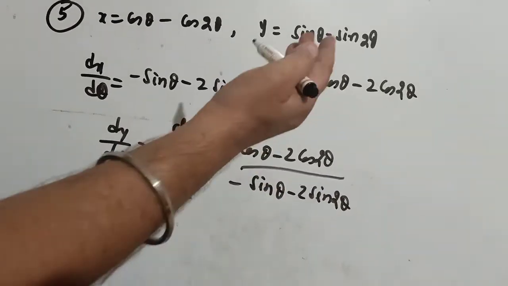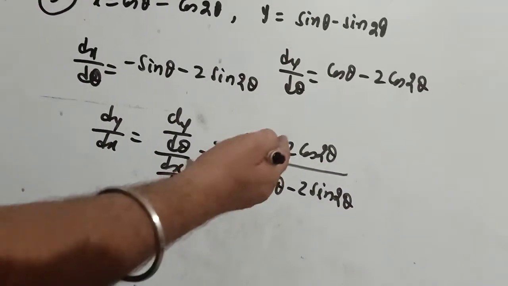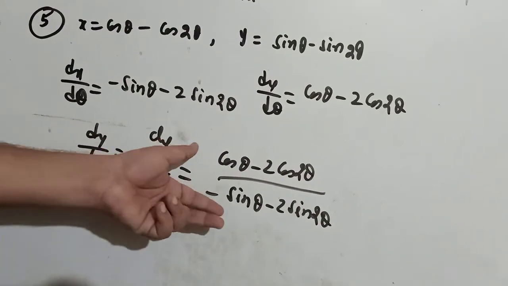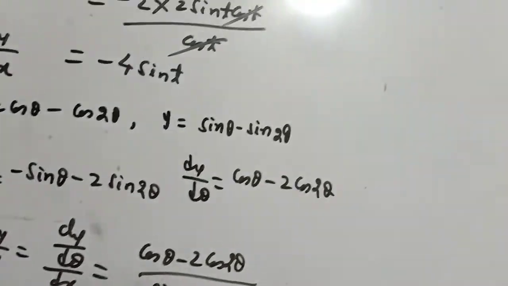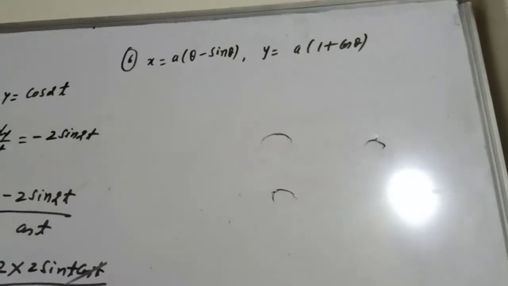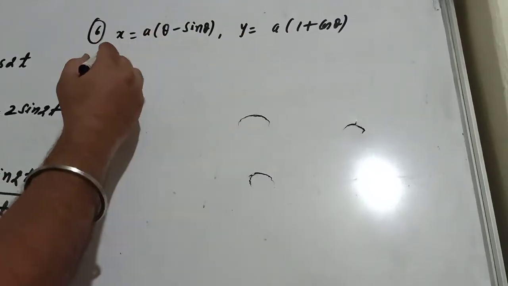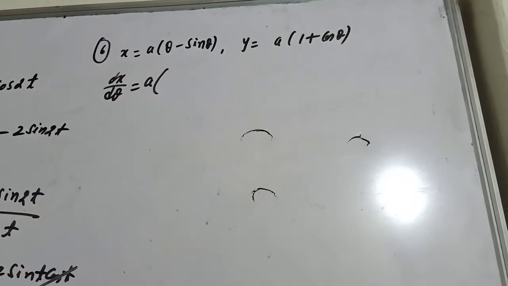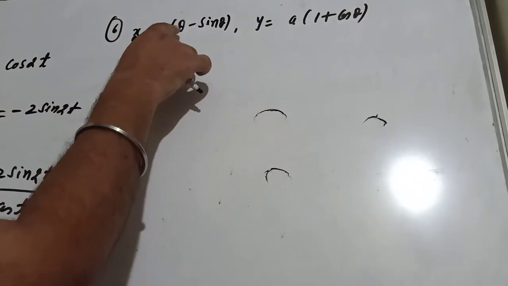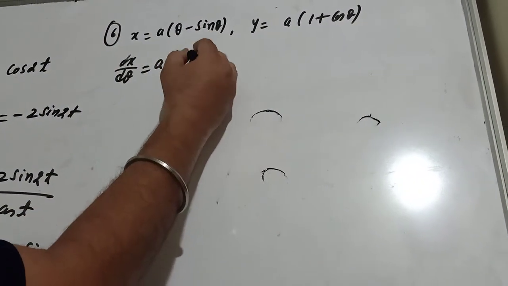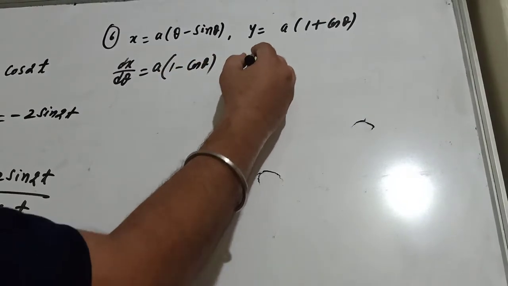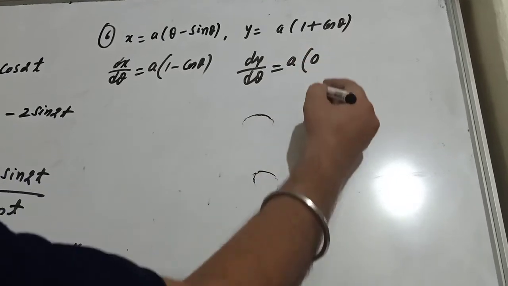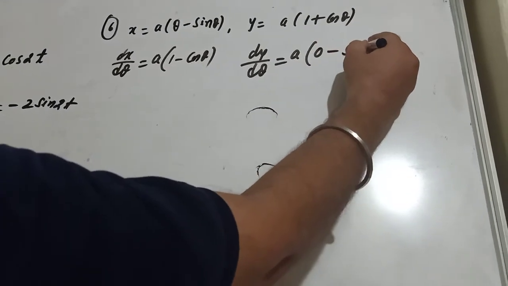Okay, we can solve further if you want. We can convert this into sine, or do other simplification, or if you solve up to here, it's okay. Now the sixth question is, again, x and y are both functions of theta. So dx by d theta: x is a constant, like d by dx of x is 1. In the same way, d by d theta of theta is 1. Sine theta differentiates to cos theta. And dy by d theta: the constant 1 differentiates to 0, and cos theta differentiates to minus sine theta.